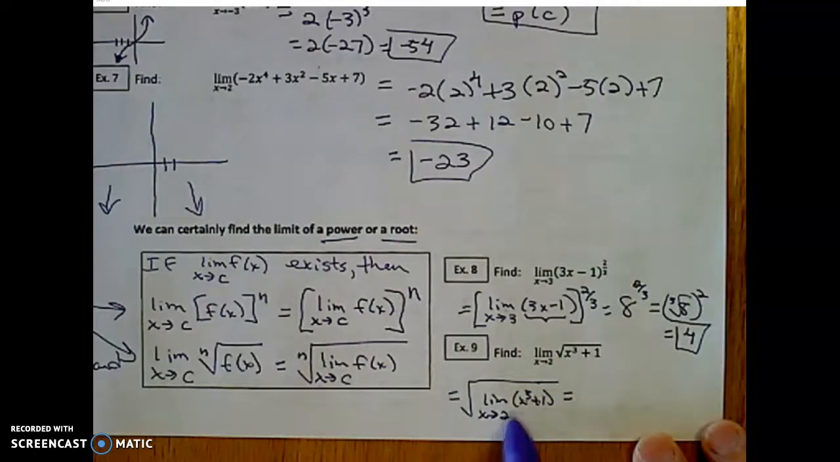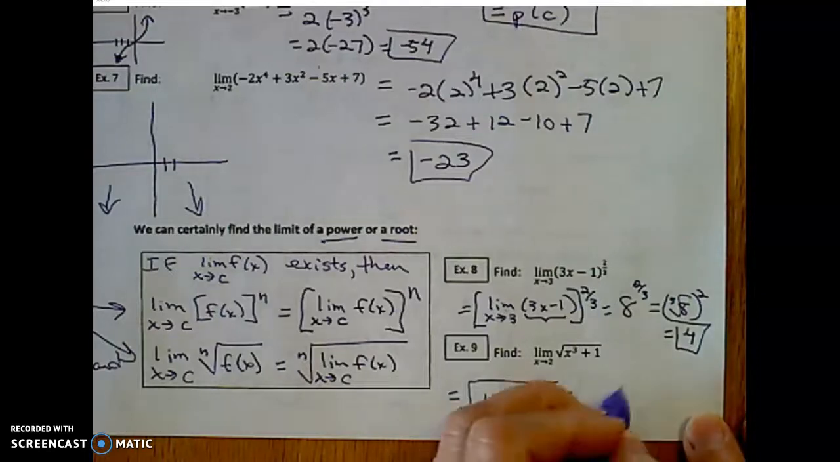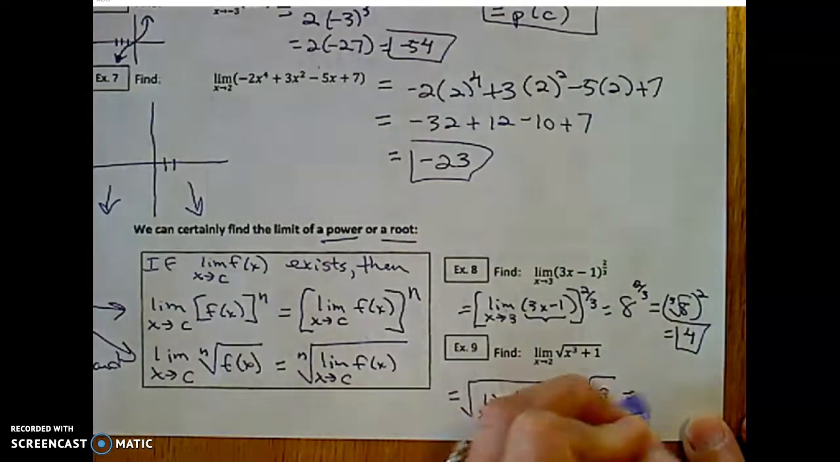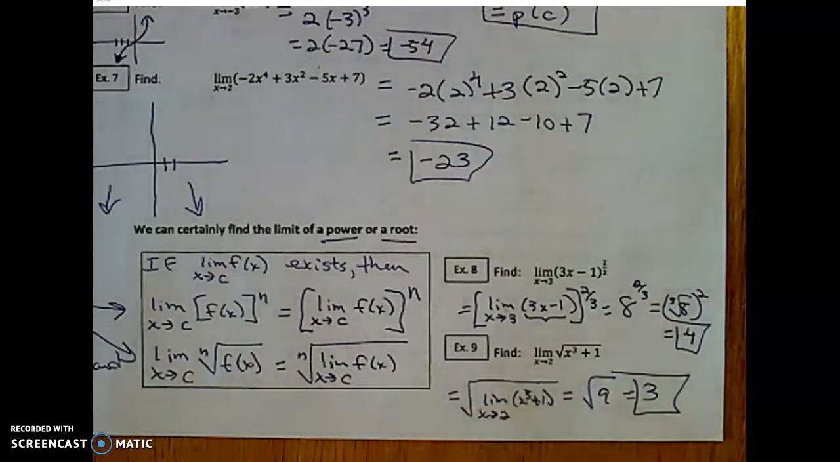I can evaluate this limit, which is polynomial. 2 to the 3rd is 8, plus 1 is 9. It simply becomes the square root of 9, which is 3.